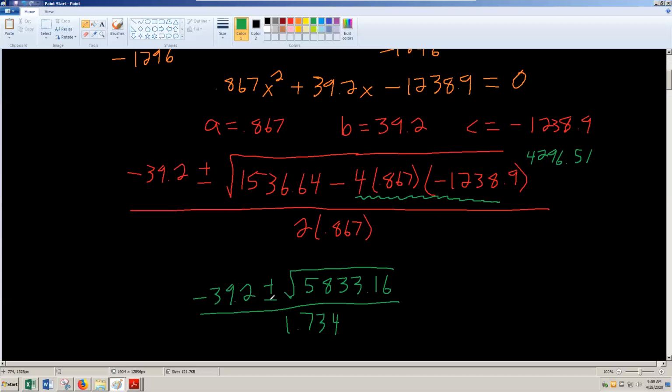So I'm going to pretty much just ignore this value right here, the negative one. So I'm just going to focus on the plus. So here I've got my 39.2, and I'm going to say plus my square root of 5833.16. And I'm going to take that whole thing, which gives me approximately 115.58. Roughly. And I'm going to divide that by 1.734.